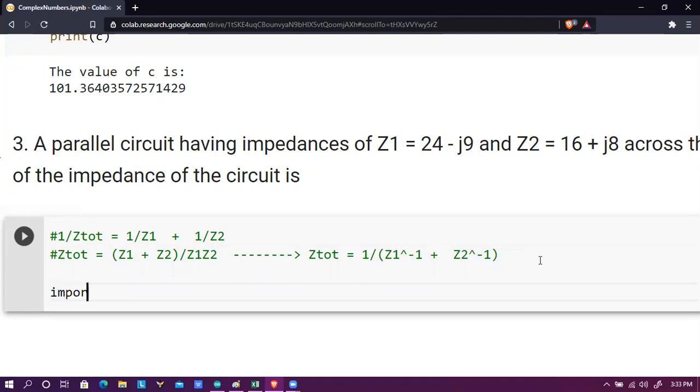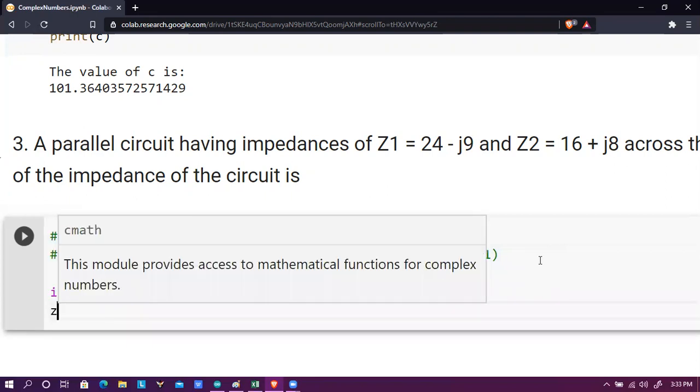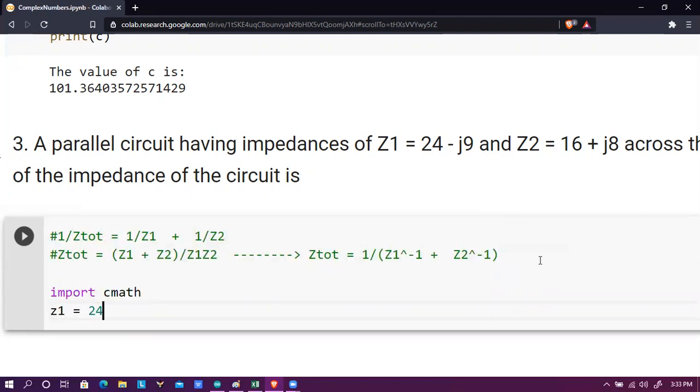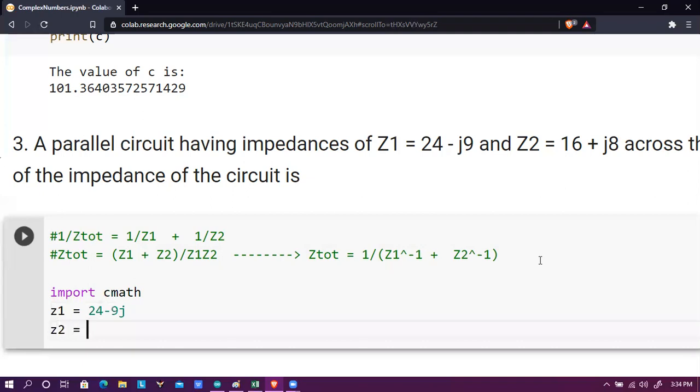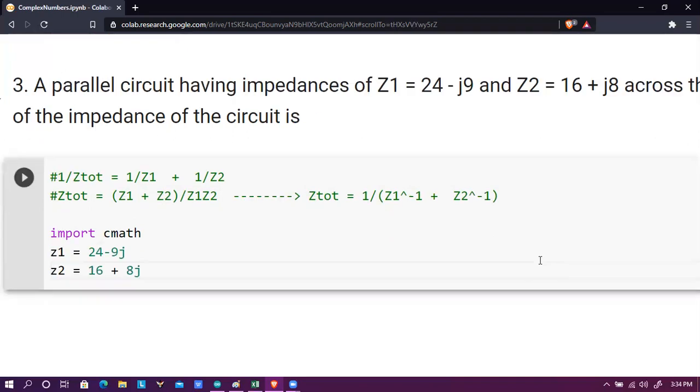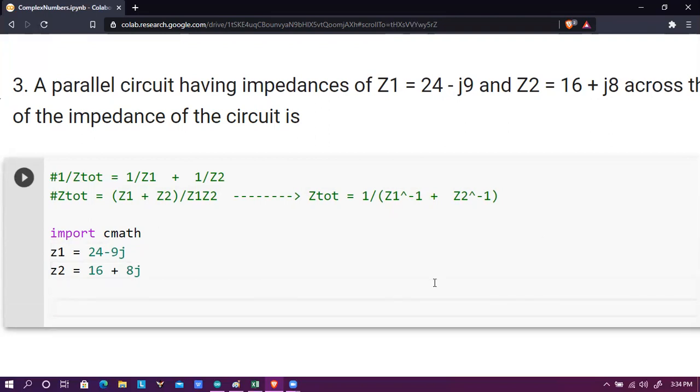Now let's call on cmath, and we will label this as Z1 equals 24 minus 9J, and then Z2 equals 16 plus 8J. That is our impedance, and we need to solve for Z tot, the total impedance of the circuit. That is just 1 all over the reciprocal of Z1, or you can say 1 over Z1, plus 1 over Z2. That's the reciprocal.